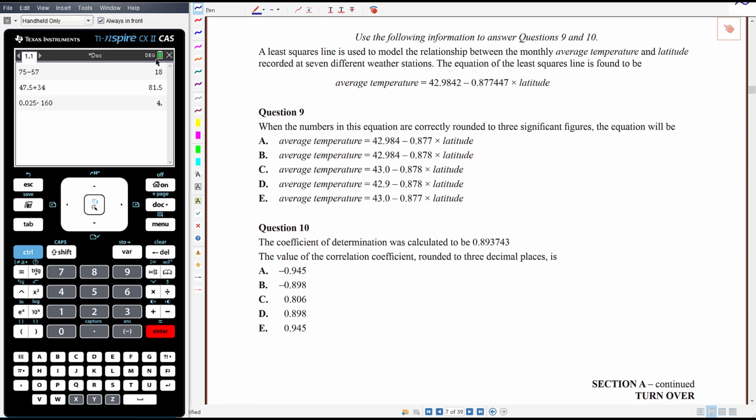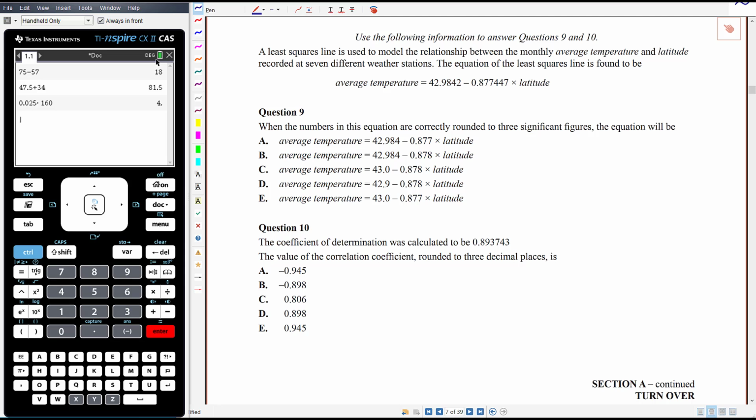Okay, questions 9 and 10. A least squares line is used to model the relationship between the monthly average temperature and latitude recorded at 7 different weather stations. The equation of the least squares line is found to be, and we've got the equation there. When the numbers in this equation are correctly rounded to 3 significant figures, the equation will be.